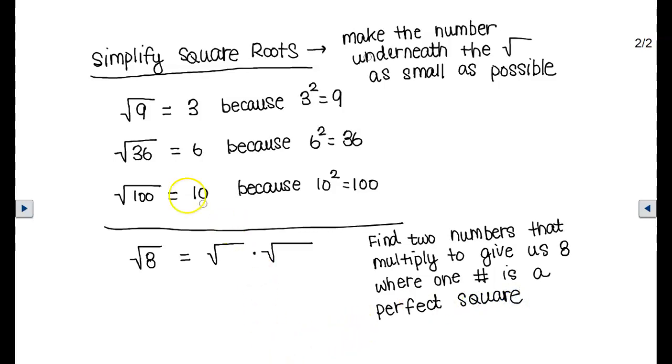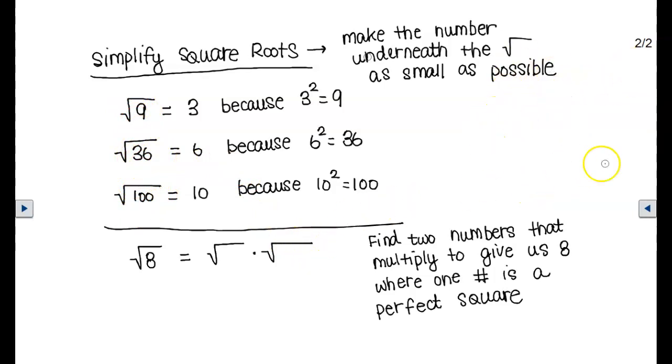So we're going to find two numbers that multiply to give us 8, where one of those two numbers is a perfect square. Now I want you to remember what perfect squares are. We talked about this when we were doing a difference of squares. A perfect square is the result of multiplying a number times itself. So 9 and 36 and 100 are all examples of perfect squares.